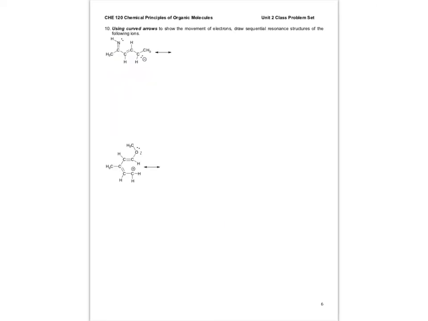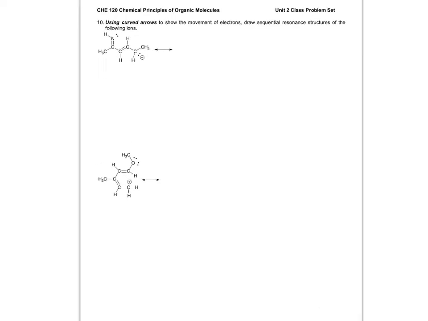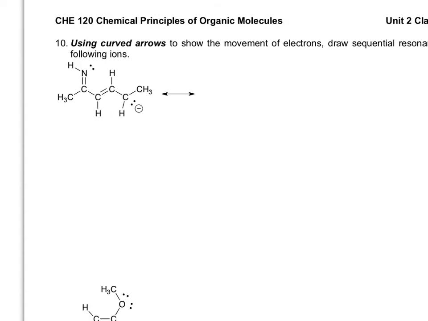Okay, we're going to continue practicing resonance structures. We're going to do the exact same thing as we did on the previous slide. Using curved arrows, we're going to show the movement of electrons, drawing sequential resonance structures of the following ions. So we look here, we see, okay, we've got a negative charge, which means our anion is going to be pushing things out of the way. It means our arrow is always going to start from our negative charge because it is the highest electron density.